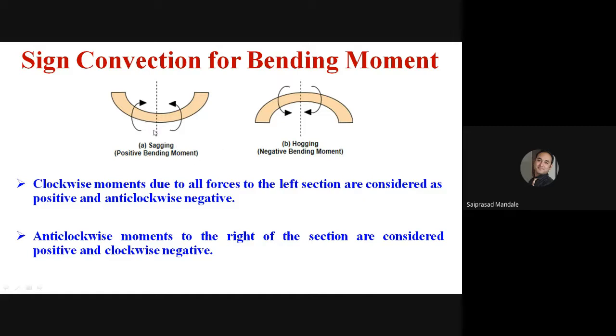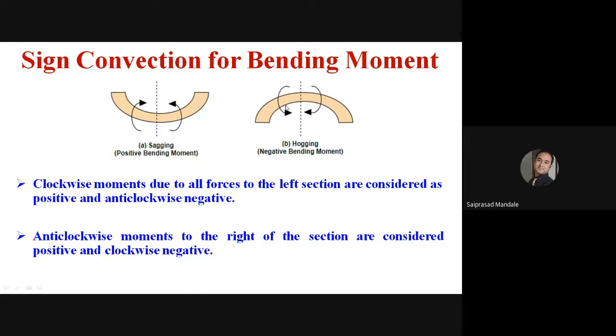If the clockwise movement is positive and anti-clockwise movement is also positive, and it forms a sag, in that case it is said to be a sagging bending movement. So it bends like a cup, it forms a U shape. This type of bending movement is called a sagging bending movement or positive bending movement. On the left hand side clockwise is positive and right hand side is also positive. In that case it is said to be a sagging bending movement.